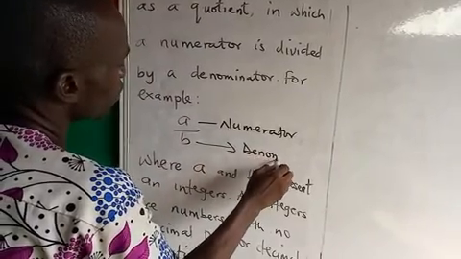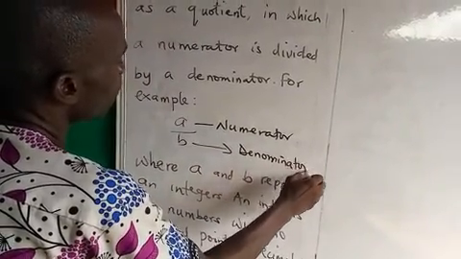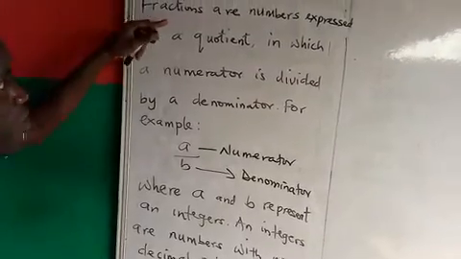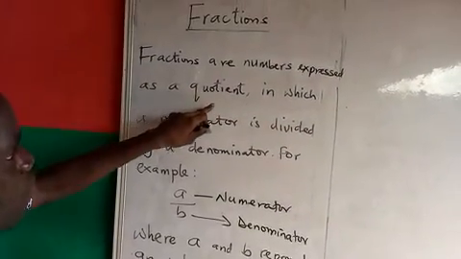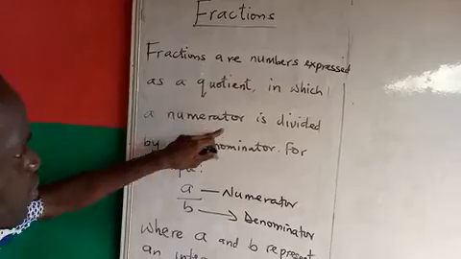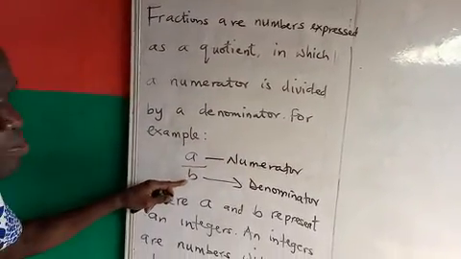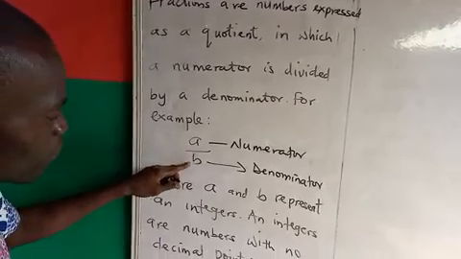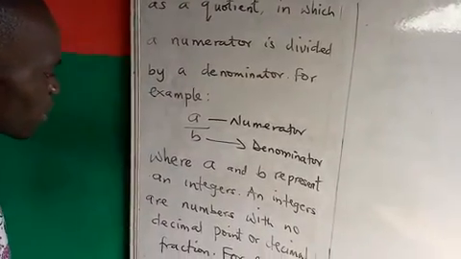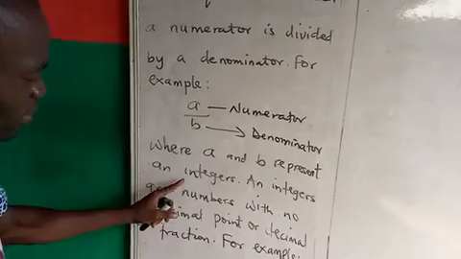According to the definition there, we say fractions are numbers expressed as a quotient in which a numerator is divided by a denominator. From what we have here, A is dividing B. Therefore, A is a numerator, B is a denominator. Now, you can see we said A and B represent integers.